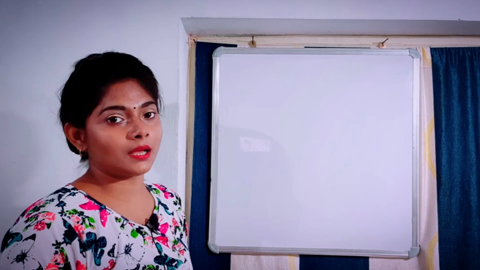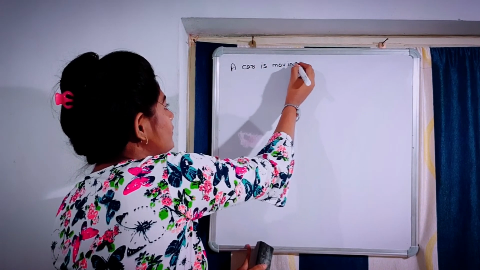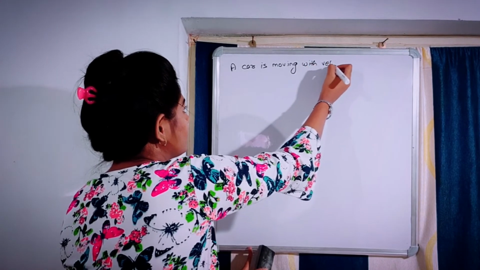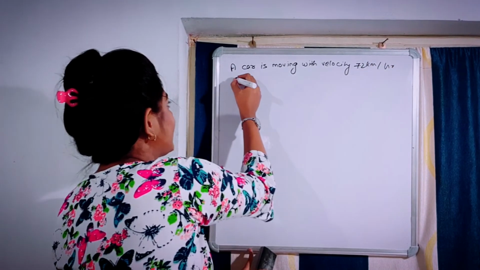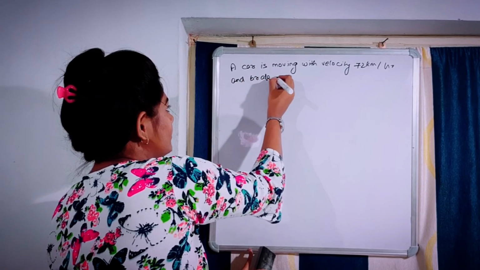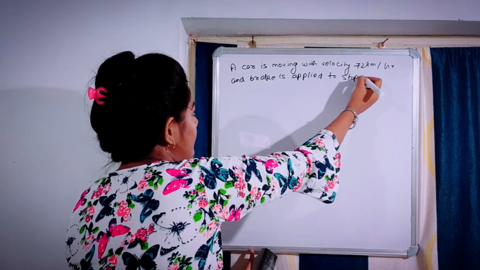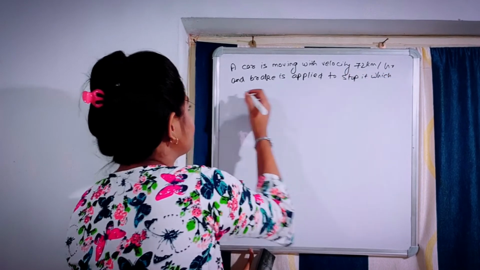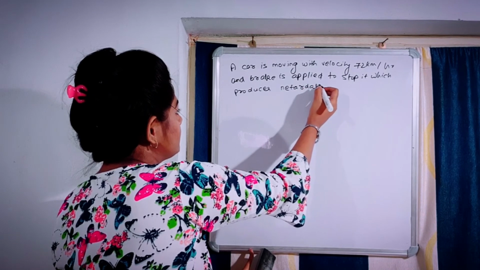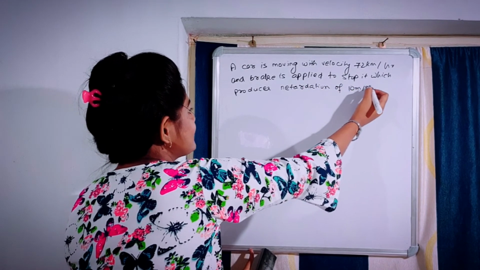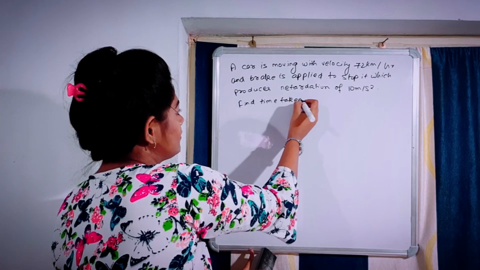Now let's take another example. Suppose a car is moving with a velocity of 72 km per hour and brake is applied to stop it, which produces a retardation of 10 meter per second square. Find the time taken.